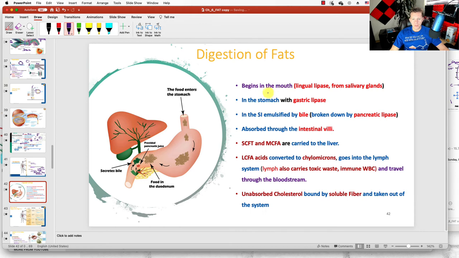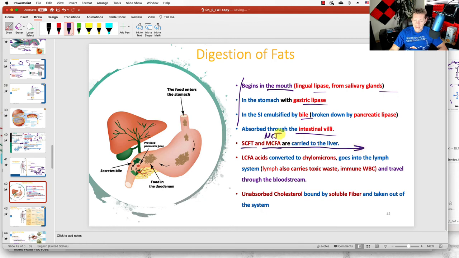So digestion of fats begins in the mouth by the lingual lipase from the salivary glands, in the stomach by gastric lipase, and in the small intestine with bile. Again, we need bile to emulsify fats, to break big fat globules into smaller fat globules. They are absorbed through the intestinal villi in the small intestine. Remember those finger-like projections. So short-chain fatty acids, you should know this already because you did take the first test, and medium-chain fatty acids or medium-chain triglycerides, but fatty acids would be more correct because it could be a combination of different fats, are carried to the liver.